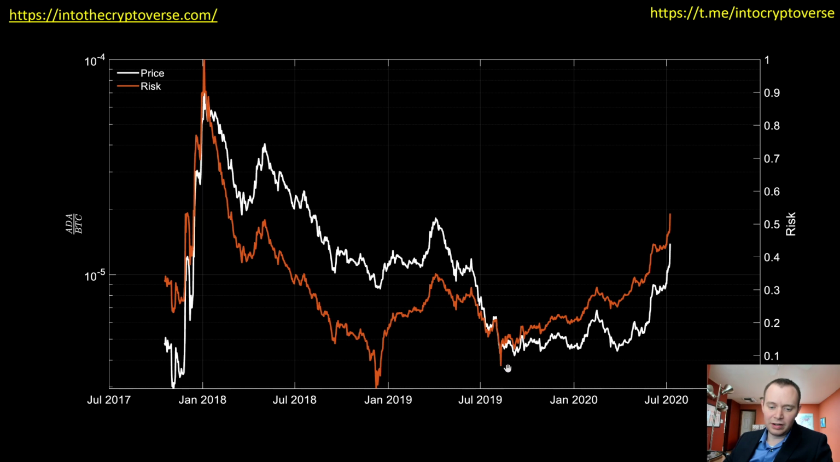You can see here it was around the 0.1 risk level not too long ago, and it has currently moved up to around 0.53. So this is a substantial move.